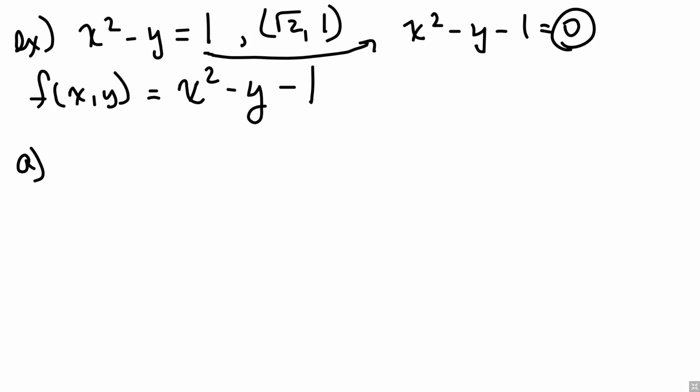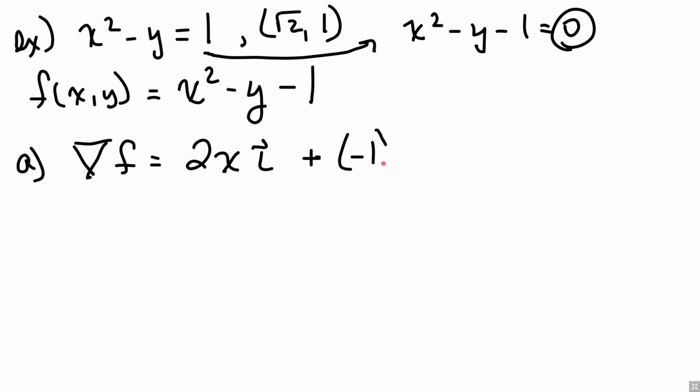So for part A, if I do the gradient of f, I'm going to find the partial with respect to x. So I'm going to get 2x in the i direction, plus the partial with respect to y, which is -1 in the j direction. Or I can write this as 2x in the i direction minus 1 in the j direction.